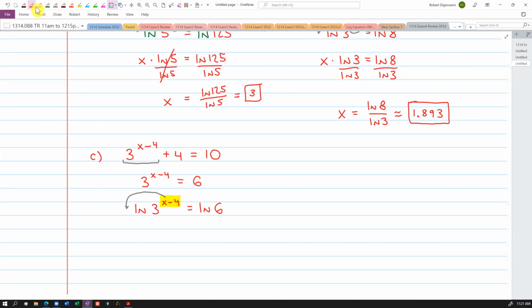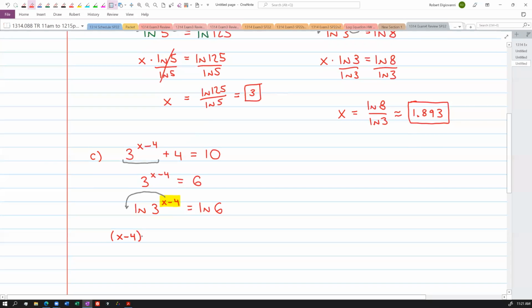Up here on these, we pulled the x out front. We're pulling the whole thing out front. And why that's important is because you have to put it in parentheses. So you have to have x minus 4 in front like this, times natural log 3 is still there, equals natural log 6.